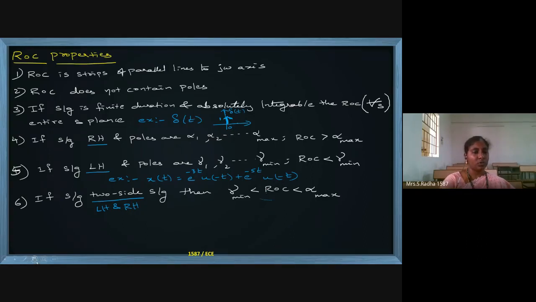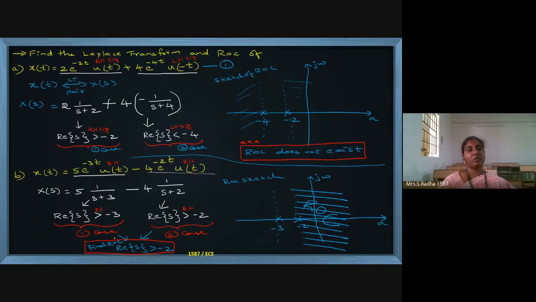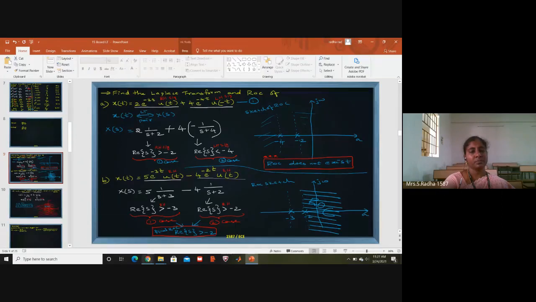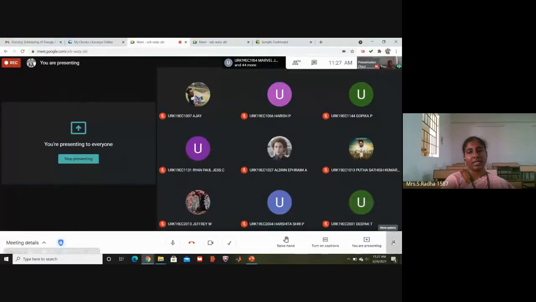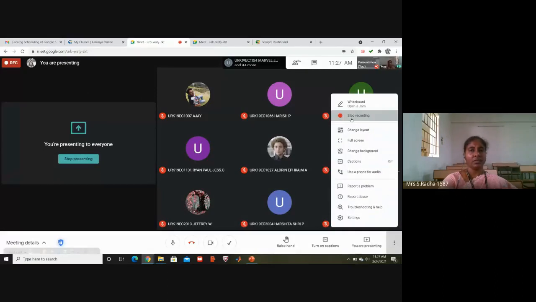This is about the two-sided signal, but there may be some cases where there is no overlap and the two ROCs go away from each other. We have done one problem in that model, question A. Here there is no overlap. One is less than the least, and the other is greater than the greatest. If there is no overlap, in this case we have to say the ROC doesn't exist. This is about the details of ROC. Different types of signals we have analyzed, so you will not have any confusion. You check the video again.